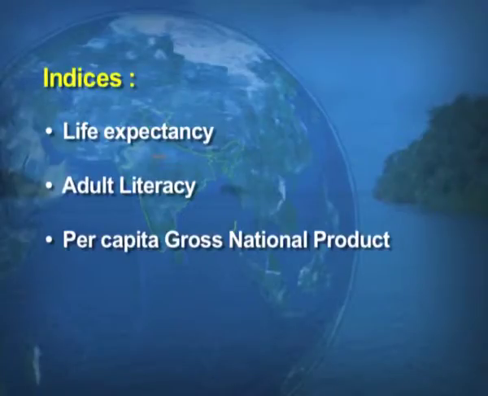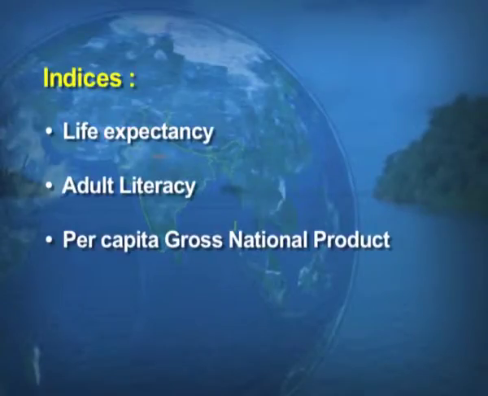Now, when we talk about these 3 indicators of human development, there is a certain index for each indicator. Like the first indicator we talked about, that is how long a person can live. So, the index for that is life expectancy. Now, what is life expectancy? This is, on an average, how long a person can live, and that is known as life expectancy.